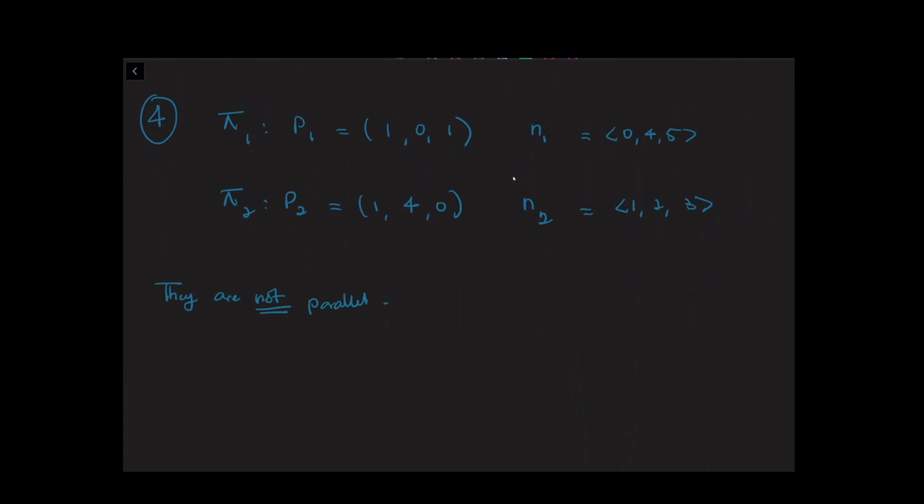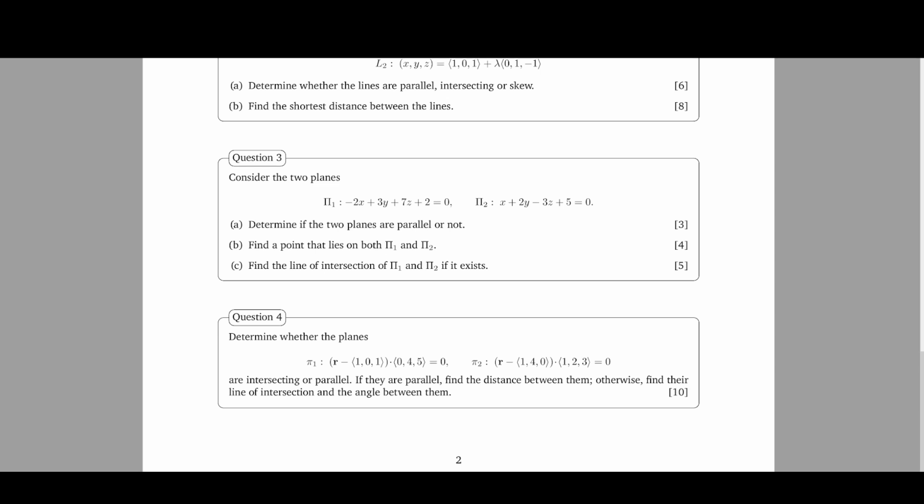Let's write a little statement. Since no scalar a satisfies a and 1 is equal to 2, the normals are not parallel, hence the planes are intersecting. Let's get back to the question. I need to find a point on both planes.